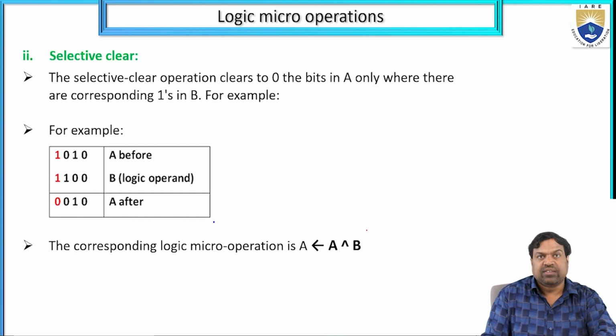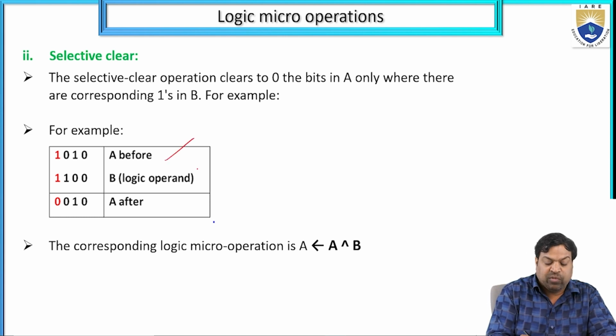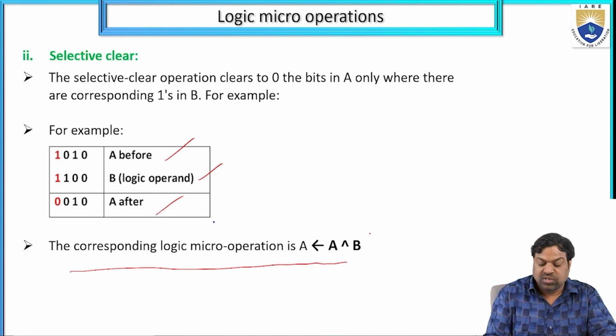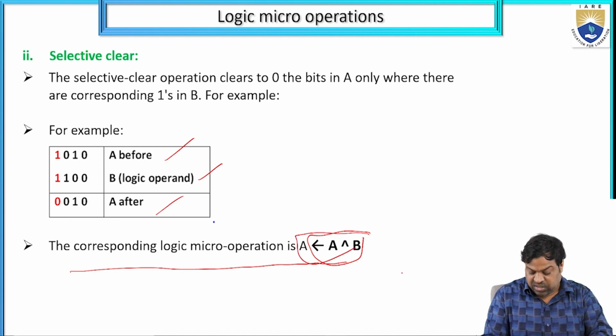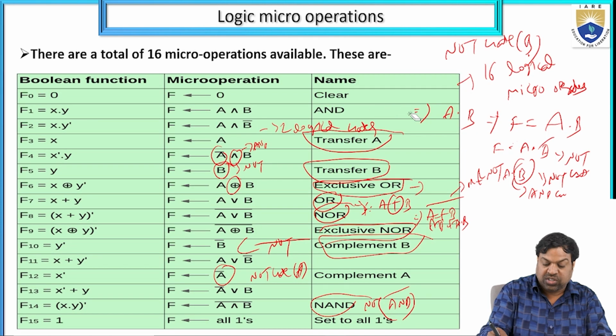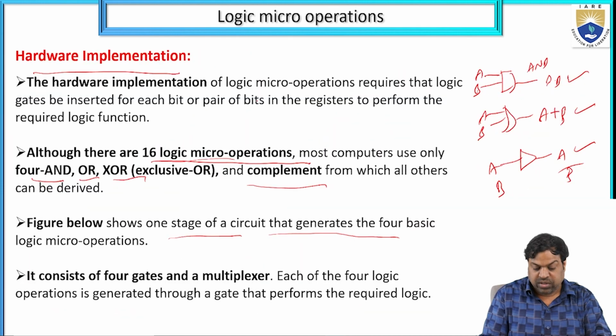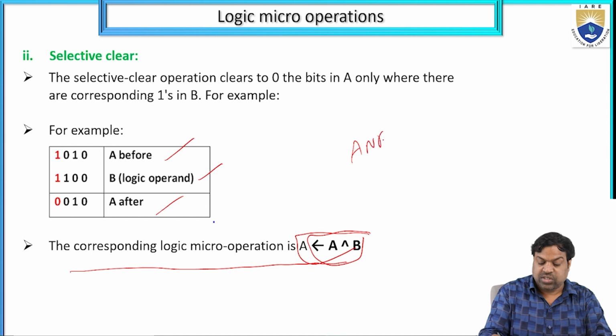And selective clear. Selective clear means the selective clear operation clears to 0 the bit in A only where there are corresponding ones in B. For example, 1010, 1100. So it is a before value and B logical operand and A after. The corresponding logical micro operations are A tends to A, B. Means I am using here the symbol in the diagram. It is already mentioned. This symbol means I am giving A into B. So selective clear I am using AND operation.